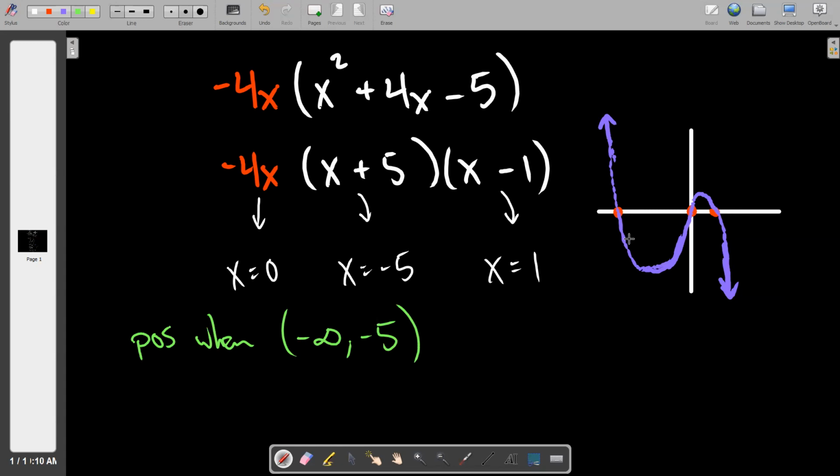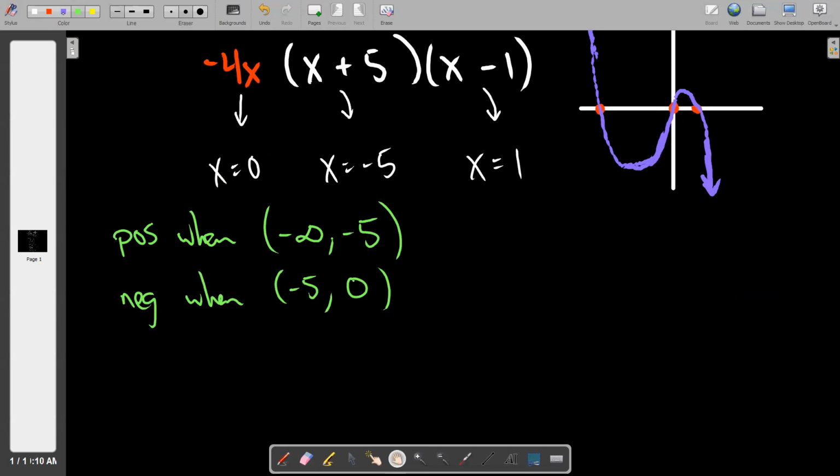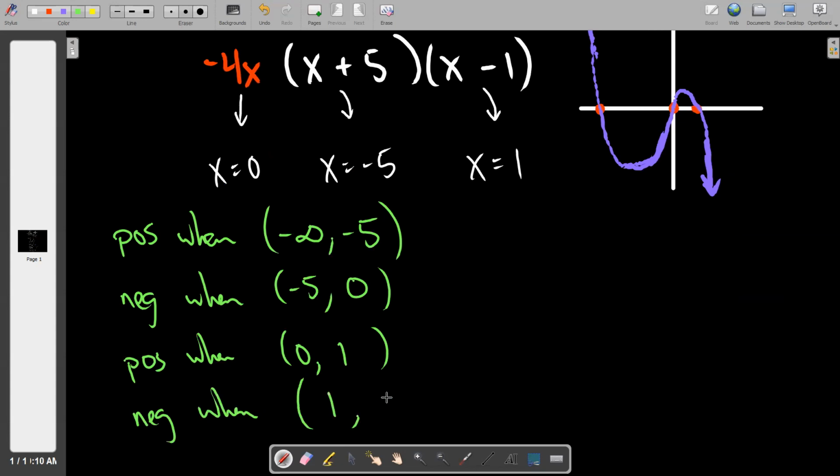What's my next interval? That's this guy, second. Negative when? Good, so from -5 to 0. Next one, positive when? 0 to what? 1, good. And then negative when? 1 to infinity.